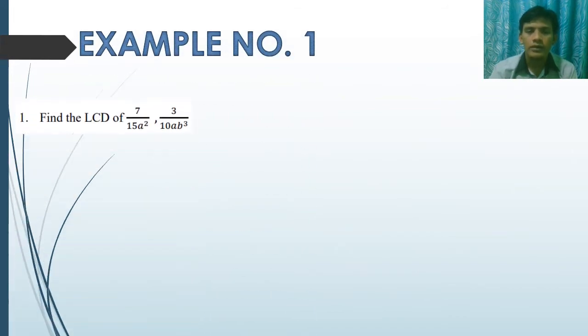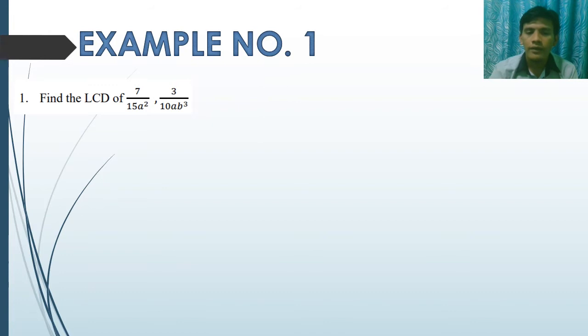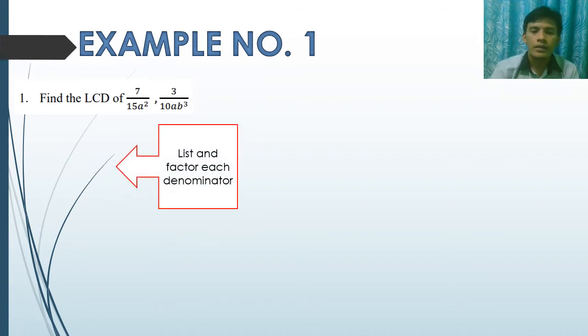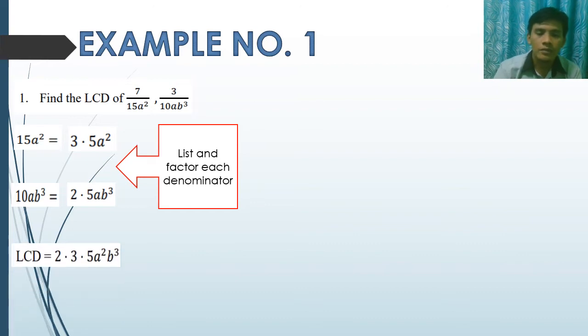Example number 1. Find the LCD of 7 over 15a squared and 3 over 10ab cubed. To find the LCD, we need to list and factor each denominator. First, we use the denominators 15a squared and 10ab cubed. 15a squared can be factored into 3 times 5a squared. 10ab cubed can be factored into 2 times 5ab cubed.